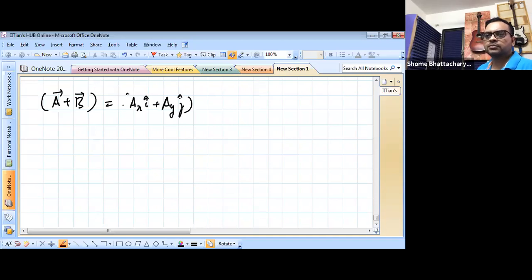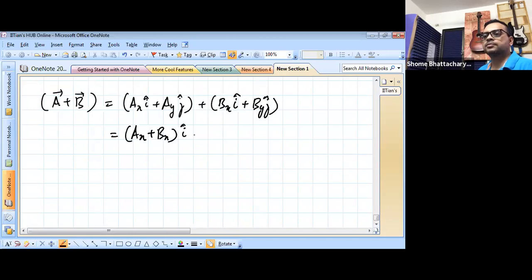Yeah, I'll show the upper note of it, but let's see this. So if we know the vectors in component form, what we do is we write it like this. Now next we will just apply normal mathematics. We will take i cap common and j cap common. So this will become ax plus bx i cap plus ay plus by j cap. So this becomes the formula for A plus B.